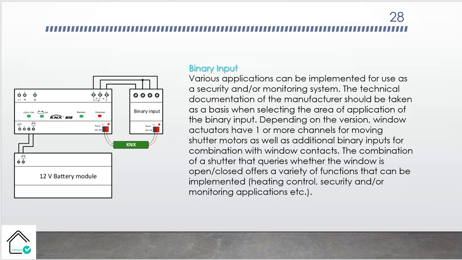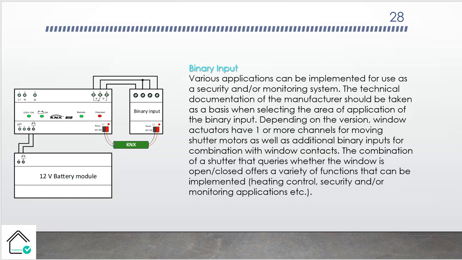Various applications can be implemented for use as a security and monitoring system. The technical documentation of the manufacturers should be taken as a basis when selecting the area of application of the binary input. Depending on the version, window actuators have one or more channels for moving shutter motors, as well as additional binary inputs for combination with the window contact. The combination of the shutter with the window being open or closed offers a variety of functions that can be implemented, like heating control, and security, and so on.